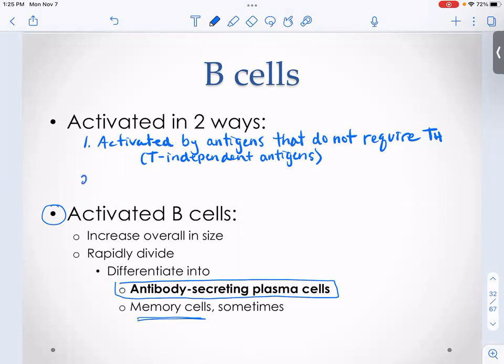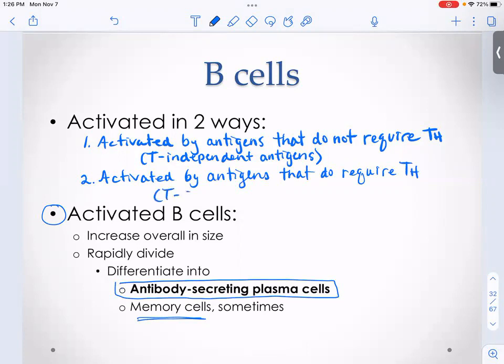The other way that we think is much more common is that it's activated by antigens that do require help from T helper cells. So that's called T cell dependent antigens.